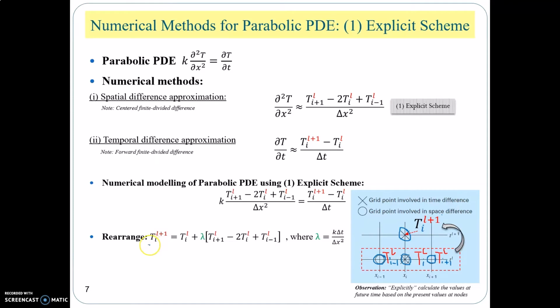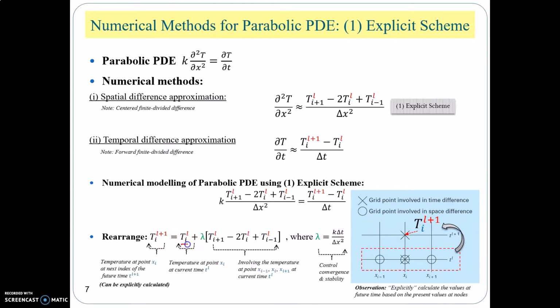This is called the explicit method because we can explicitly express this equation on the left hand side to be the unknown T_i at future time l+1. Normally, these 3 temperatures can be known in advance because they are the temperatures at points x_i, x_(i-1) and x_(i+1) at the current time, t_l. Therefore, we can use this equation to find the unknown here.